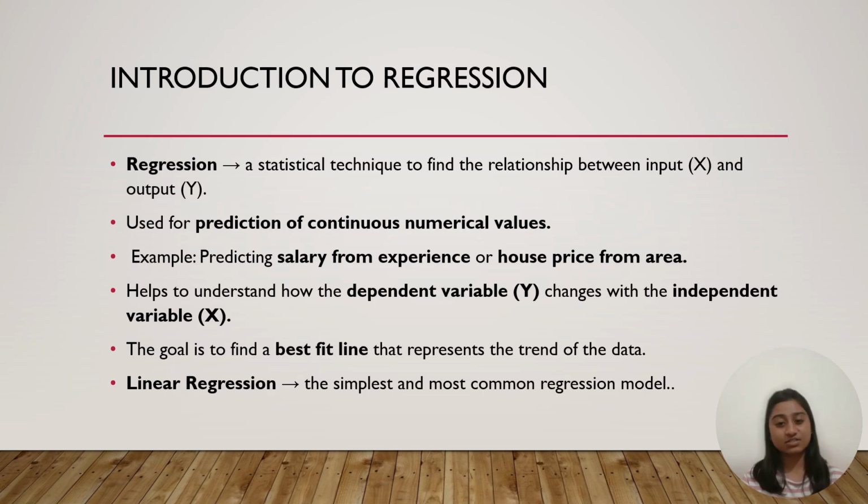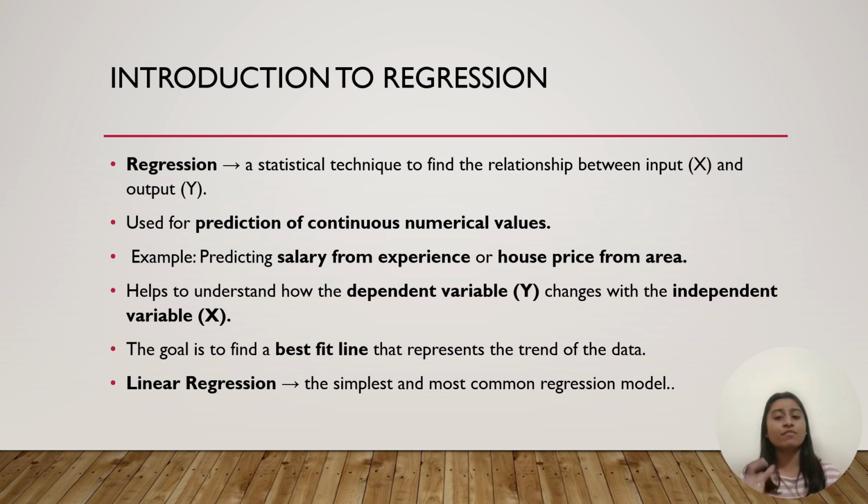So first, let's talk about regression. Regression is basically a way to understand how one variable affects another. For example, how someone's salary increases with experience or how a house price changes with its area. It's used when we want to predict continuous values, things like prices, marks, or temperatures. The main goal here is to find a best fit line that shows the trend of the data.